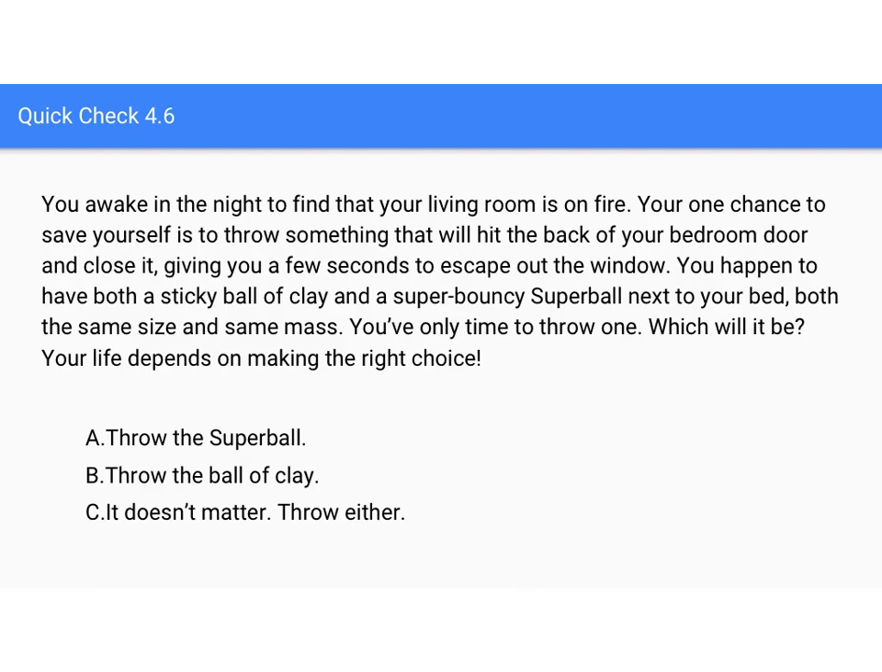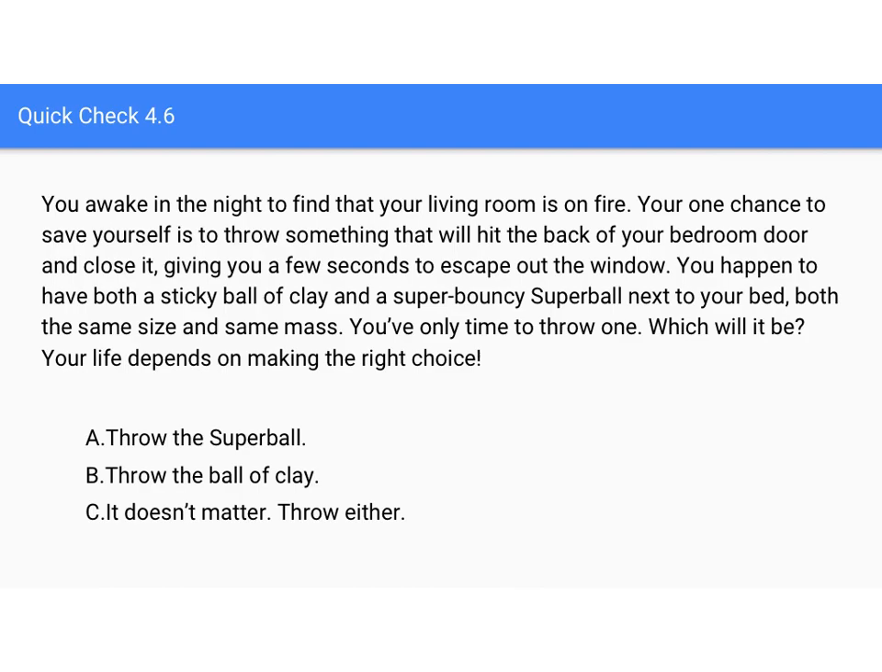So here's a quick check. You awake in the middle of the night to find that your living room is on fire. Your one chance to save yourself is to throw something that will hit the back of your bedroom door and close it, giving you a few seconds to escape out the window. You happen to have both a sticky ball of clay and a super bouncy super ball next to your bed. Both are the same size and the same mass, but you only have time to throw one. Which one will it be?